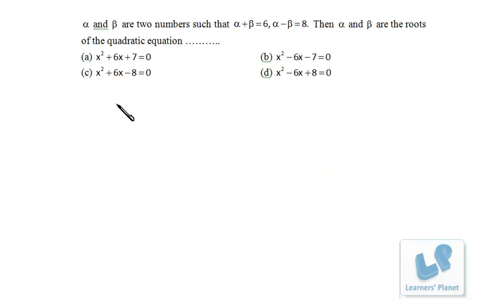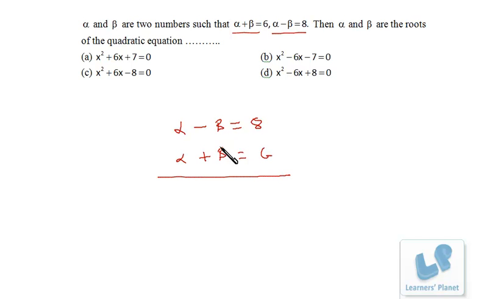Now friends, we have this question. Alpha and beta are two numbers such that alpha plus beta is 6 and alpha minus beta is 8. Then alpha and beta are the roots of which quadratic equation? Now the sum of roots is 6 and the difference of roots is 8. So first of all, let's calculate the value of alpha and beta. We have simultaneous equations where alpha minus beta is 8 and alpha plus beta is equal to 6.